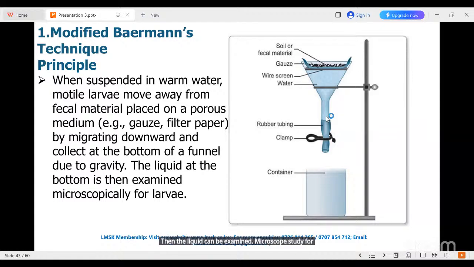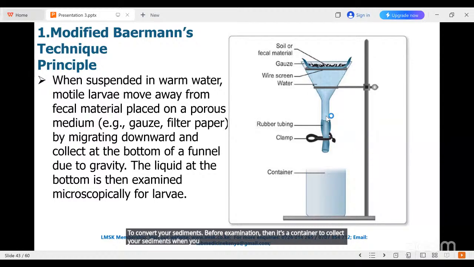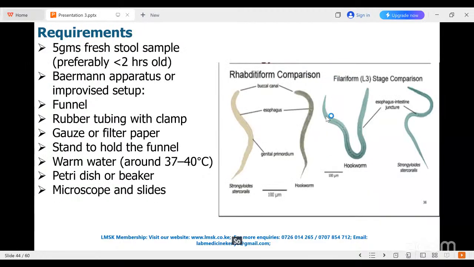So what you do here, you arrange your apparatus in a stand like this. You have your sieve or fecal material mixed in a gauze or a filter paper. Then you have a wire screen there to get rid of large particles. You have some water, which is at around 37 to 40 degrees Celsius, and a rubber tubing and a clamp so that you can hold your sediments before examination. Then there is a container to collect your sediments when you unclamp this rubber tubing.